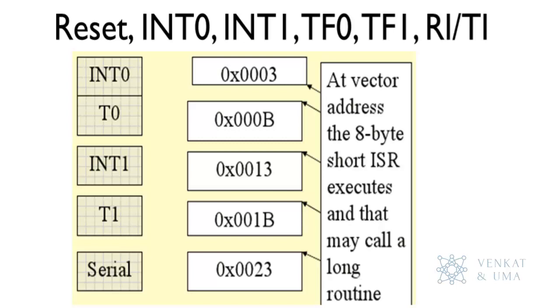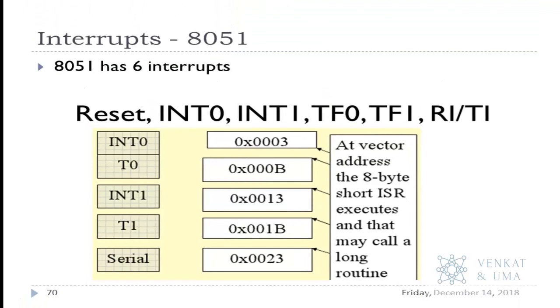Now what about reset? Since reset has the highest priority, its vector address is 0x0000. That's the starting point. So whenever you press reset, immediately the processor will go to that particular address and see what instructions are there that need to be executed when reset is pressed. Is that clear? Understood? So these are the 6 interrupts present. We'll see in detail what INT0 is, what T0 is, and what it does in the next video lecture.